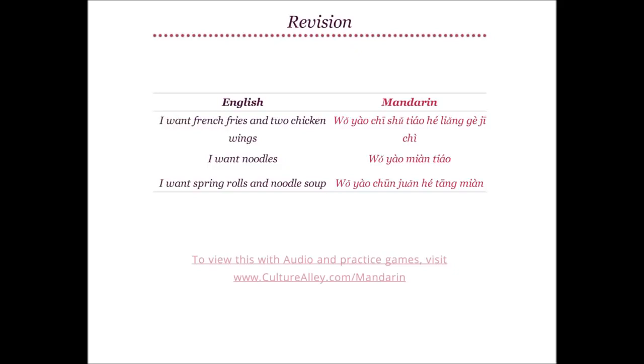I want French fries and 2 chicken wings translates as 我要吃薯条和2个鸡翅。And I want noodles becomes 我要面条。Also, I want spring rolls and noodle soup becomes 我要春卷和汤面。Great!